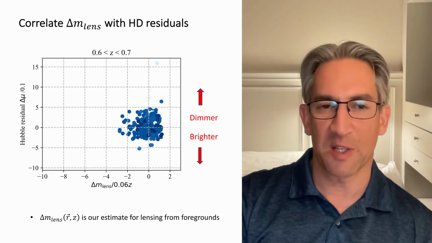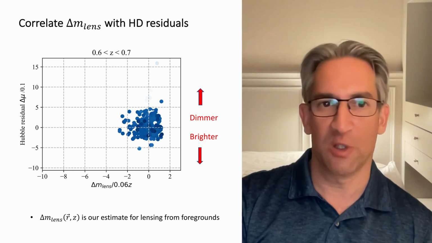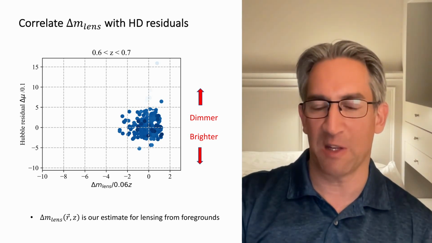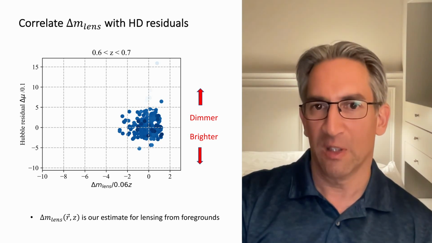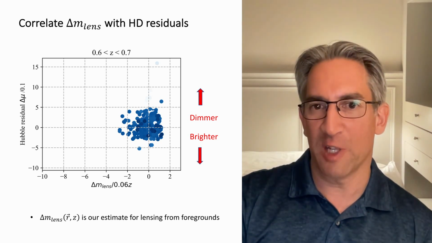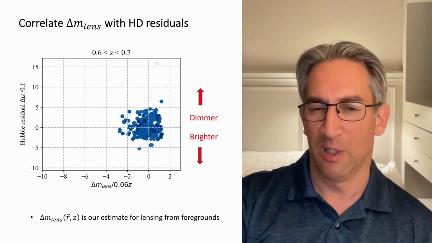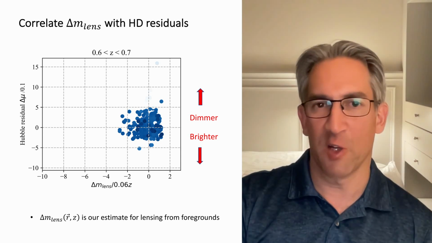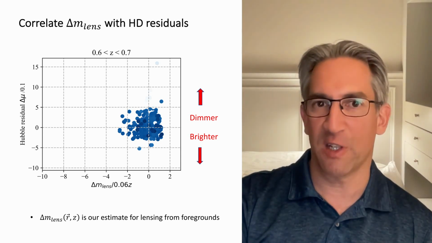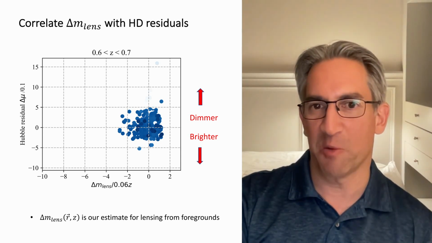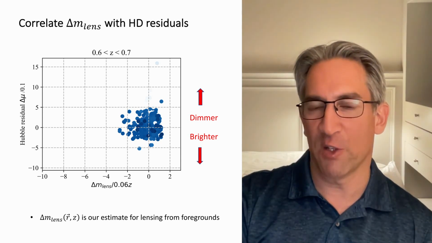On the y-axis, we have the Hubble diagram residual, again normalized to expected deviation. Now, the supernovae that are dimmer are going to have values of a y-coordinate that are bigger than 0, because those are the ones that are lying above the Hubble diagram. And here we've just picked out the ones in a particular redshift bin from 0.6 to 0.7. Each dot is an individual supernova.